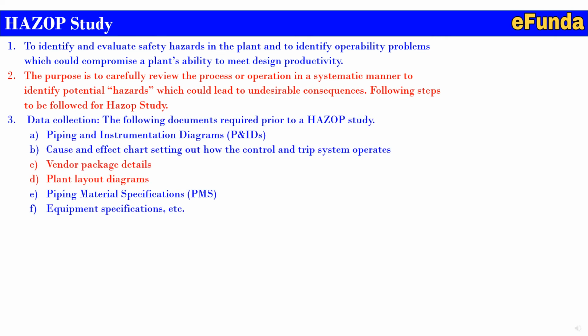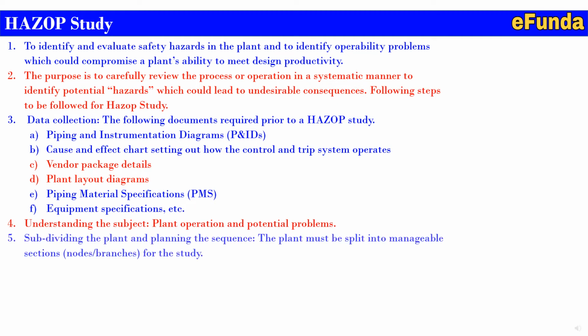Data collection: the following documents are required prior to a HAZOP study: A. P&IDs, B. Cause and effect chart setting out how the control and trip system operates, C. Vendor package detail, D. Plant detail diagram, E. Piping material specification, that is PMS, F. Equipment specification, etc. Fourth, understanding the subject, plant operation and the potential problems. Fifth, subdividing the plant and planning the sequence. The plant must be split into manageable sections, that is node branches, for this study.